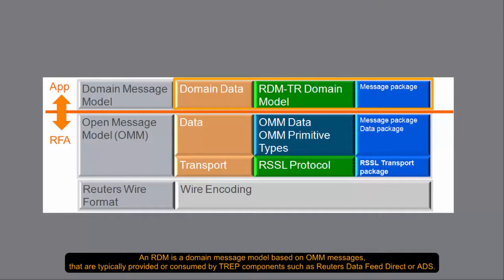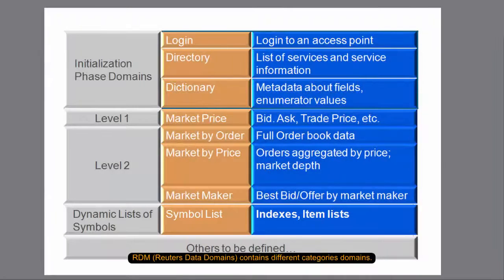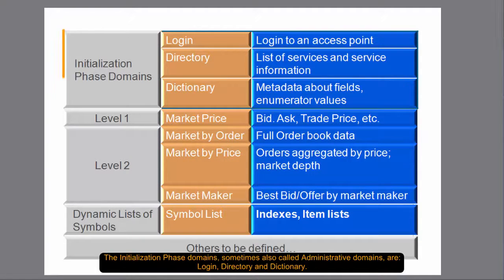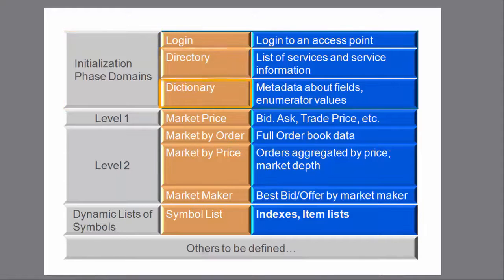The RDM is a domain message model based on OMM messages that is typically provided or consumed by TRAP components such as Reuters Data Feed Direct or ADS. RDM, Reuters Domain Model, contains different categories of domains. The initialization phase domains, sometimes also called administrative domains, are login, directory, and dictionary.